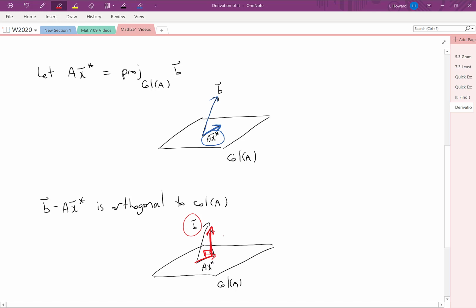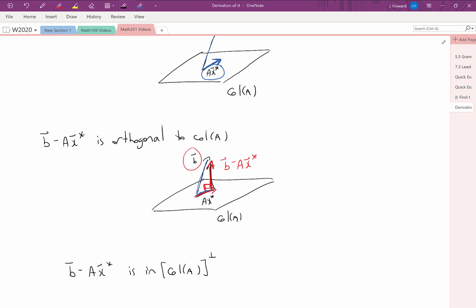If we think about the right name to give to this vector, it would just be b minus Ax star. Geometrically, how would you build that vector? You'd have to go backwards along this one and then forwards along that one. So that would be b minus Ax star. Therefore, we can say b minus Ax star is orthogonal to the column space of A. Great. Okay, now let's bring in a big idea from section 5.2.